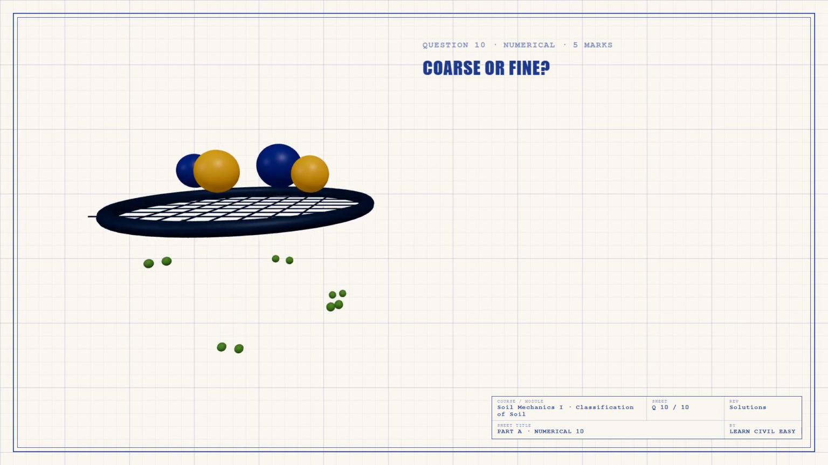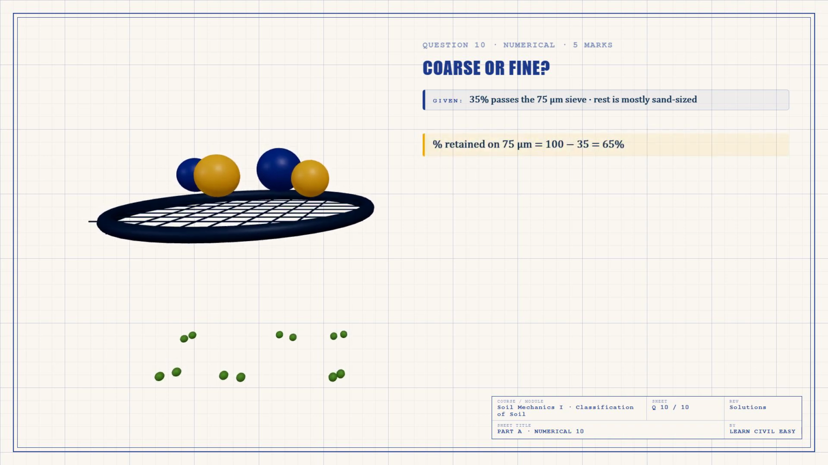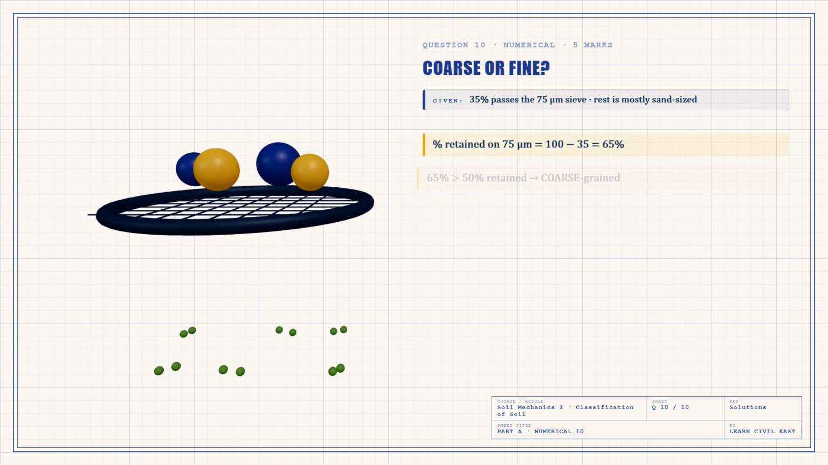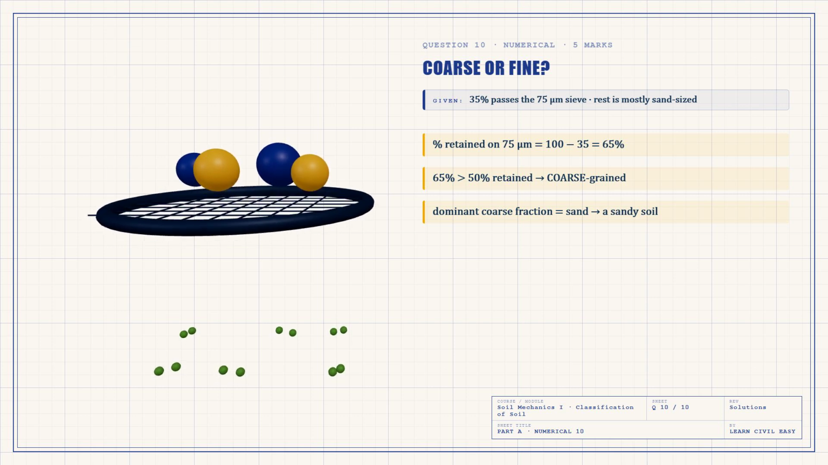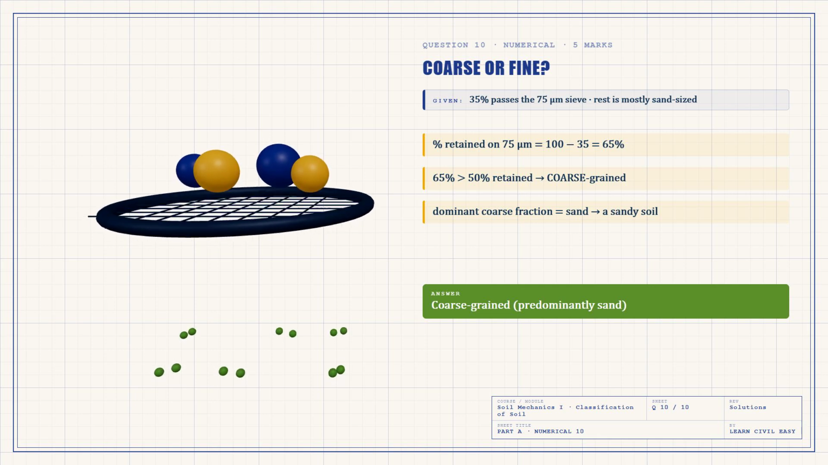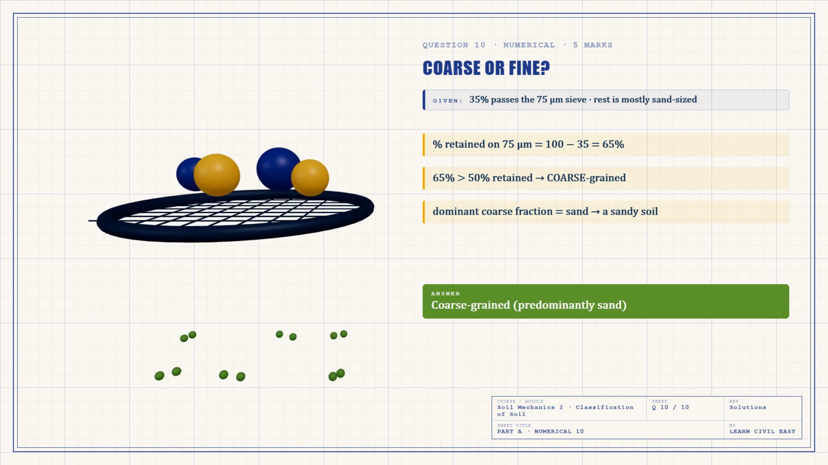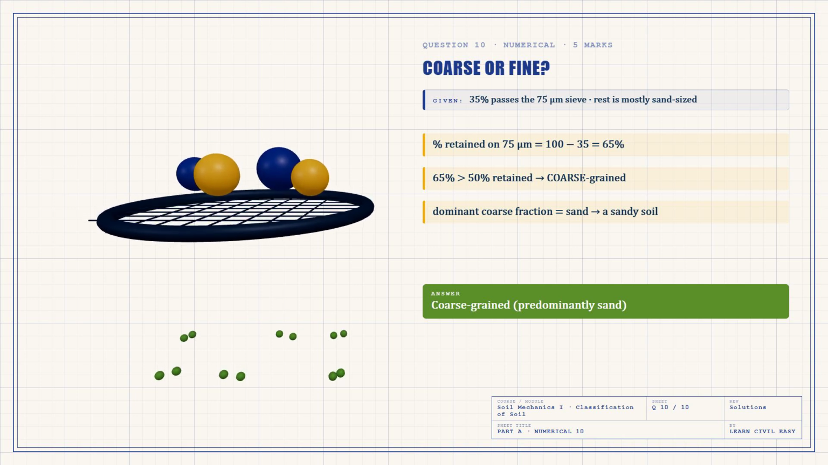Question 10. In a sieve test, 35% of the soil passes the 75 micron sieve. Step 1. The amount retained is 100 minus 35, which is 65%. Step 2. Since more than half, that is 65%, is retained on the 75 micron sieve, the soil is coarse-grained. Step 3. As the coarse part is mostly sand, this is a sandy soil. And that completes Part A.